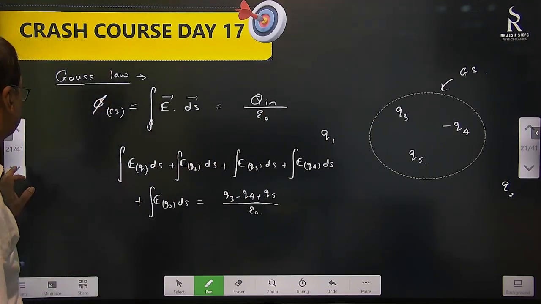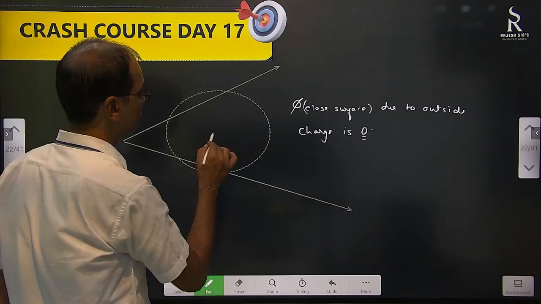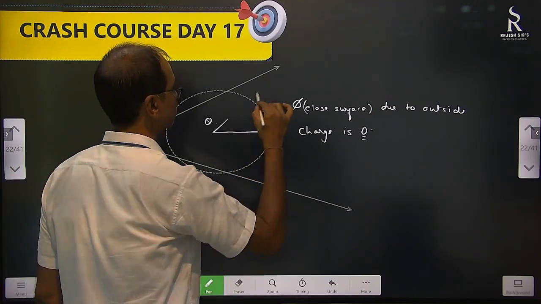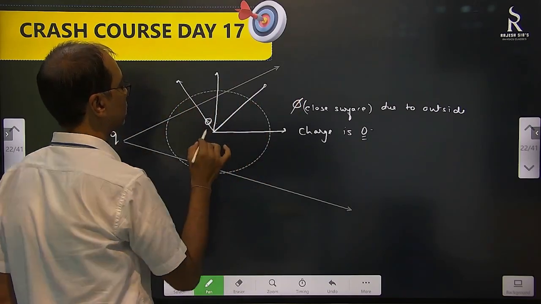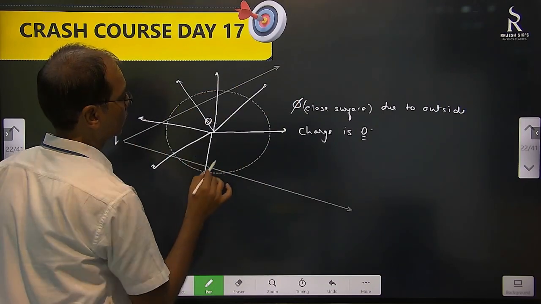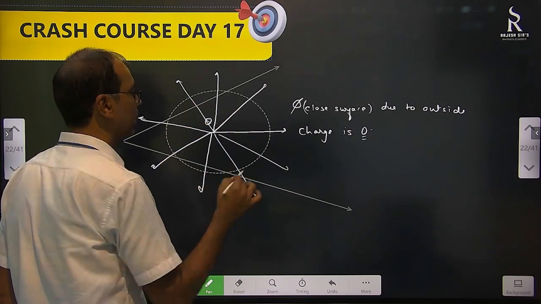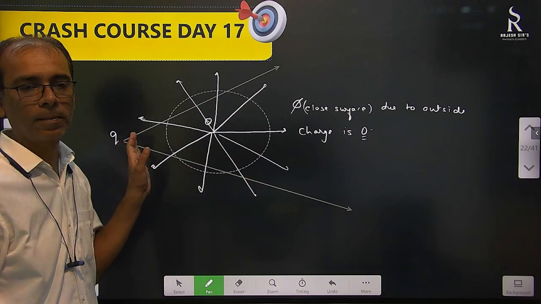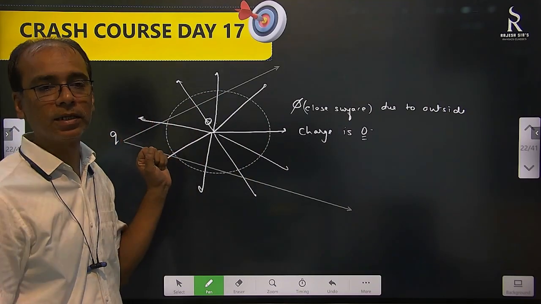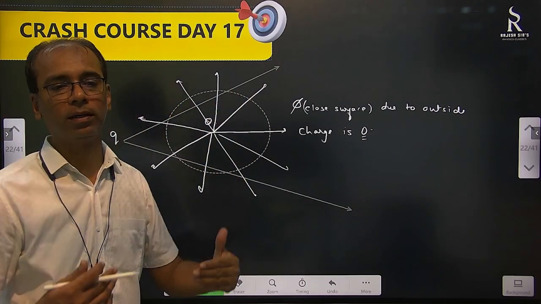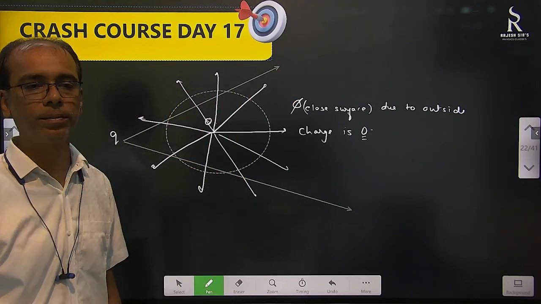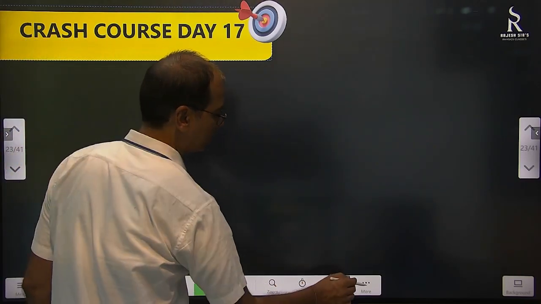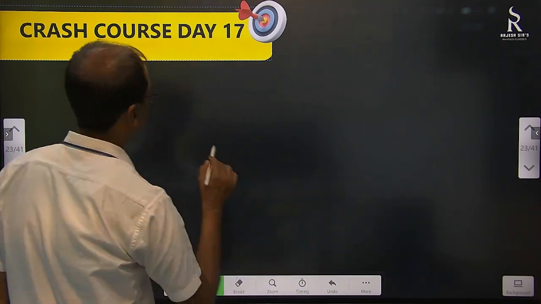Okay, let's see about charge inside. If the charge is inside, its flux is only going out. It's not coming in. So this energy definitely is linked with the surface. But when the flux is going inside, it is negative. When it's going outside, flux is positive. When you add it, it becomes zero. Clear?